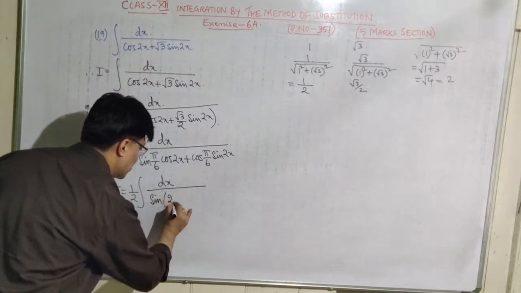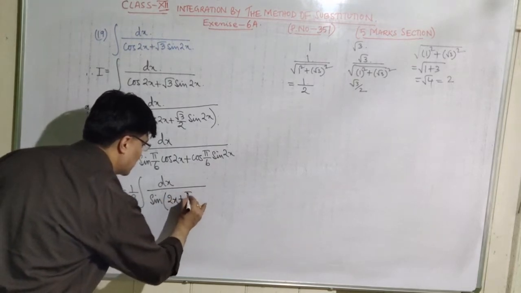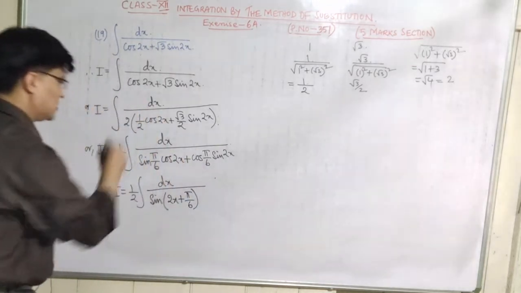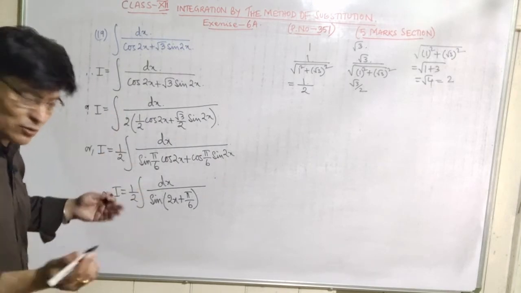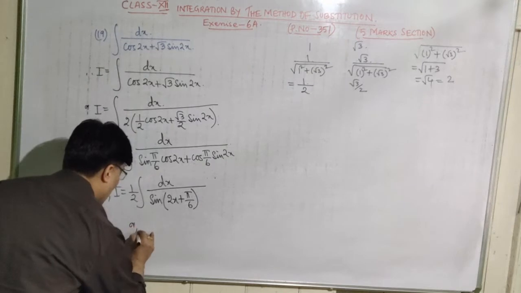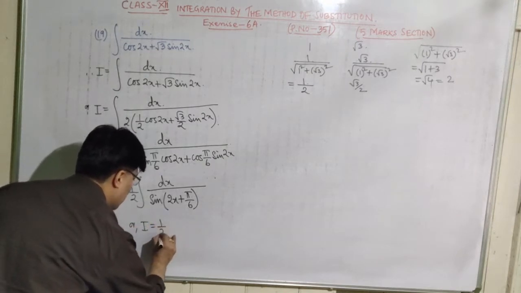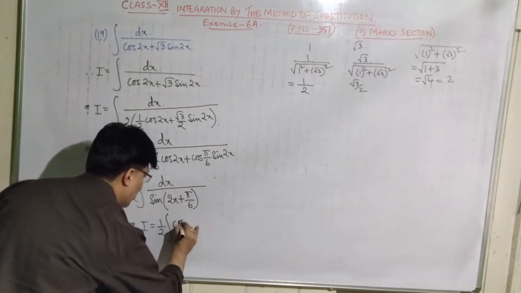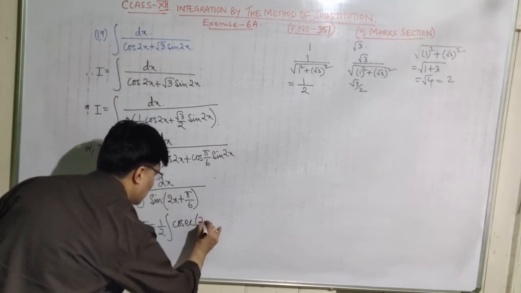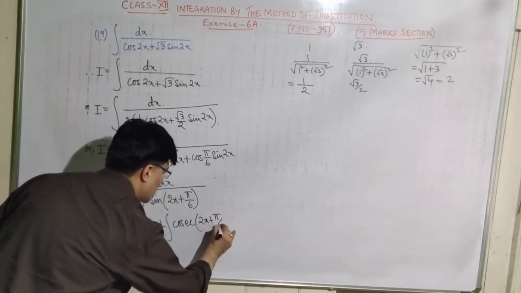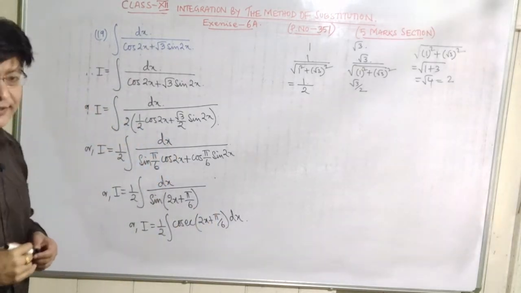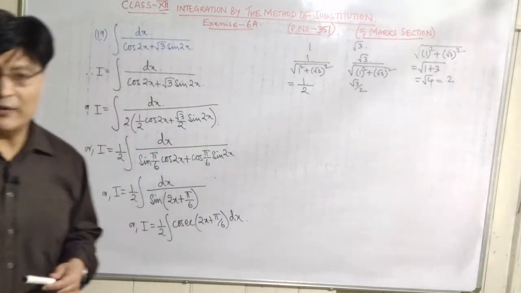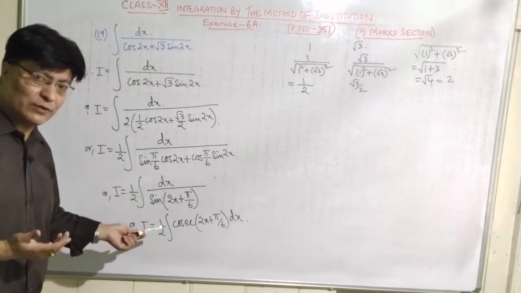Sin of a plus b, that is, let us write 2x first, then write down pi by 6. So it is 1 by sine. What is 1 by sine theta? Cosec theta. So I is equal to half integration of cosec within bracket 2x plus pi by 6 bracket close dx. So we have got the value for I. Is that clear to all of you?